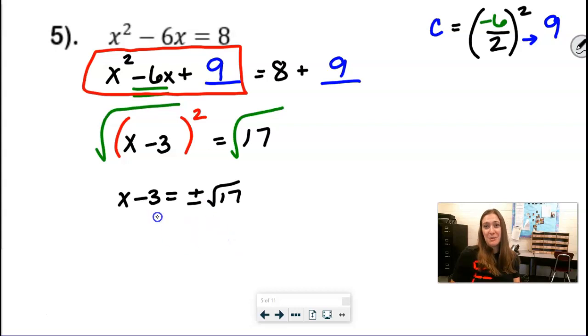So all we have to do on this question is simply move the 3 over by adding it to the other side. So x equals positive 3, plus square root of 17 and minus square root of 17.